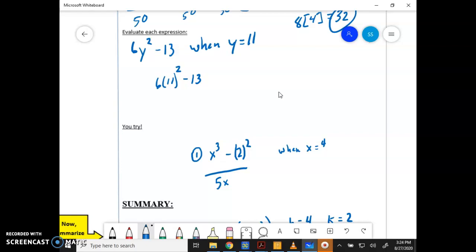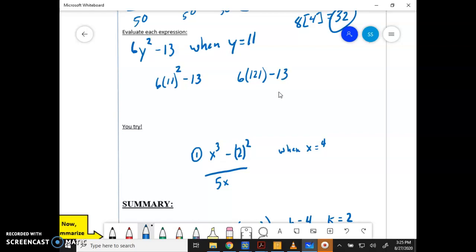All right. So in this problem, I have multiplication, I've got exponents, and I've got subtraction. So I need to do the exponents first. So I need to square that 11. Okay, so that's 11 times 11, which is 121. So if I update this problem, I get 6 times 121 minus 13.